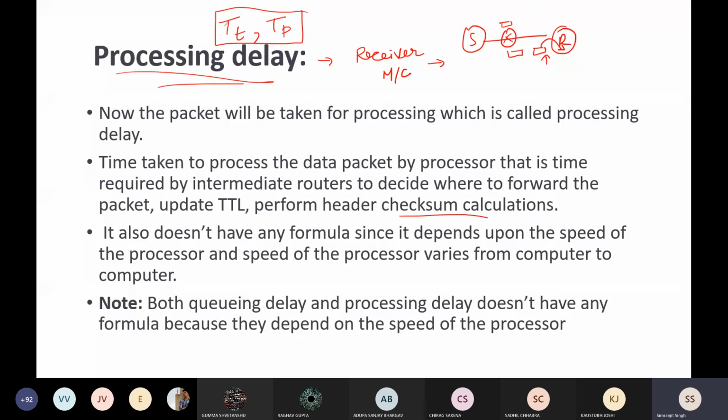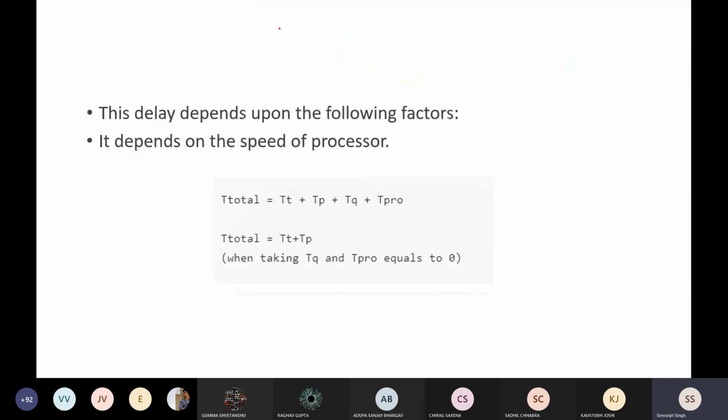If you look at any Cisco exam, or any GATE question or any other exam, you will not find any question that contains processing delay or queuing delay. Most of the time we will be talking only about the transmission time as well as the propagation time. So this delay depends upon the following factor: it depends upon the speed of the processor.